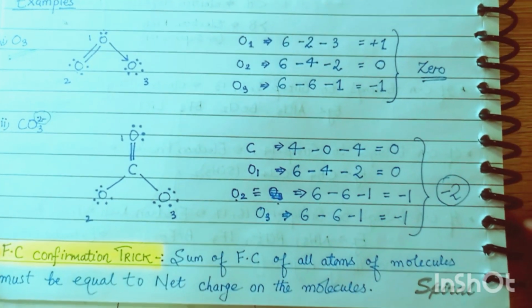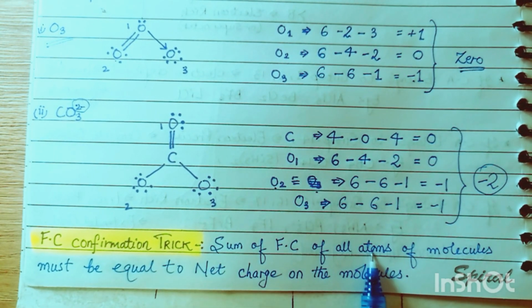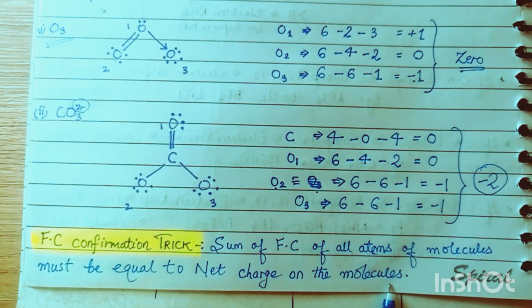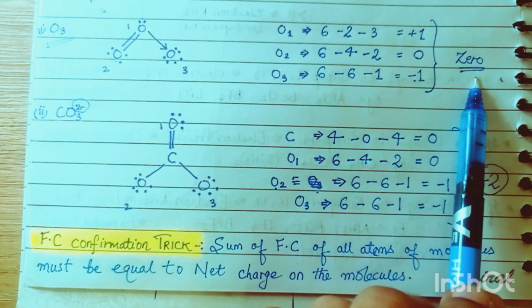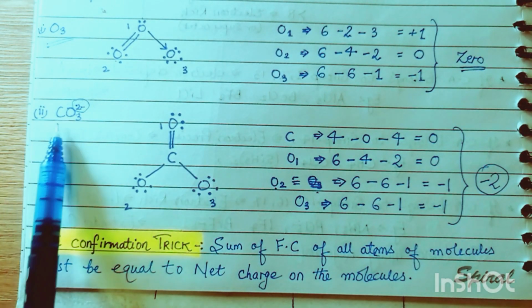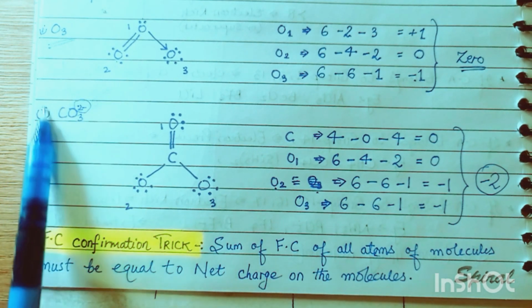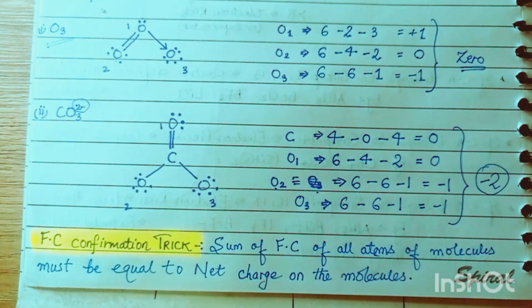At the end of the video, I want to show the confirmation trick to identify whether you calculated the formal charge correctly or not. The sum of the formal charges of all atoms of a molecule must be equal to the net charge on the molecule. If the molecule is neutral, as ozone is, the sum of the formal charges will be 0. If the molecule is charged, either positively or negatively, then the sum of the formal charges will definitely equal that charge. Hope you enjoyed this video and learned about the formal charge.